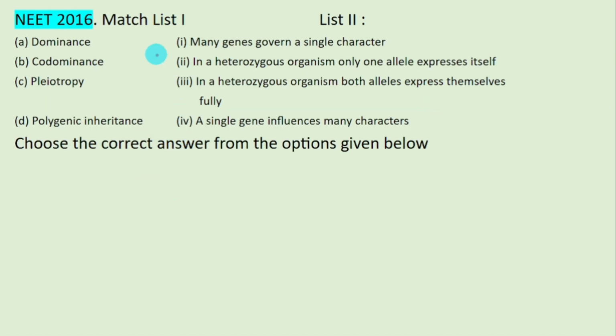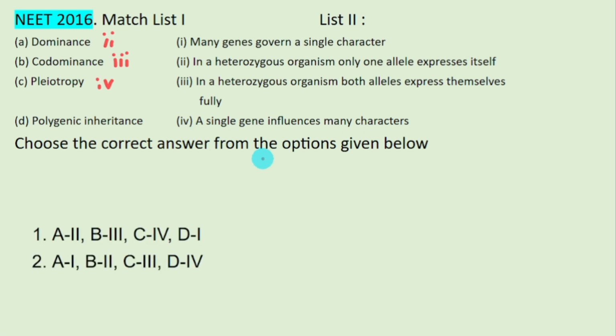Now next question, match question. In a heterozygous organism, only one allele expresses itself. When only one allele expresses, it is a clear case of dominance. A2. In a heterozygous organism, both alleles express themselves fully. This is codominance, B3. A single gene influences many characters. Just now we covered this, C4, pleiotropy. So A2, B3, C4 is in option number 1.